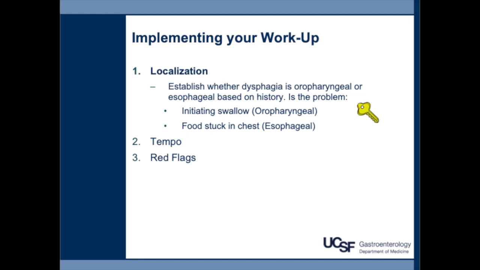Now that we've reviewed the main etiologies for dysphagia, let's talk about implementing a workup. We'll follow these three principles: 1, localization, 2, tempo, and 3, red flags. Following these three principles can direct you to the correct specialist and also establish urgency with which workup needs to be completed. Most patients who have dysphagia, and specifically esophageal dysphagia, will be seen by a gastroenterologist.